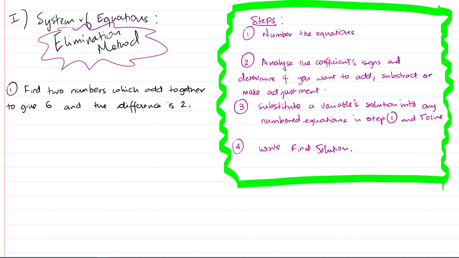So pay close attention. The first question we have here says find two numbers which add together to give 6 and the difference is 2. So let me repeat. It's saying find two numbers. It could be any two numbers, I do not know, which add together to give me 6. And the same two numbers, when they are subtracted from each other, the difference is 2.